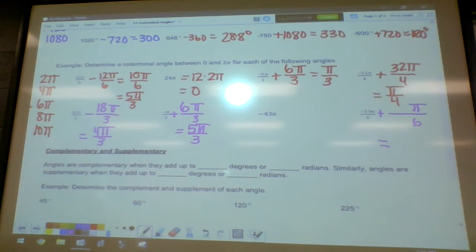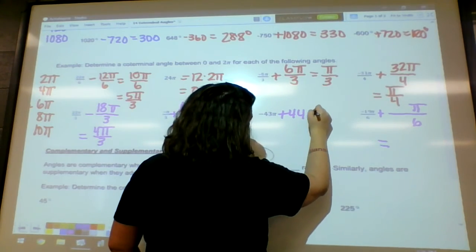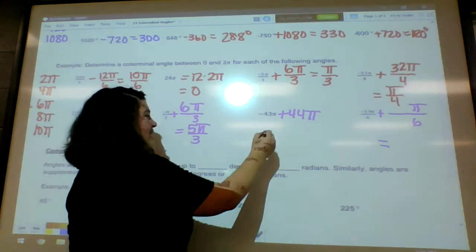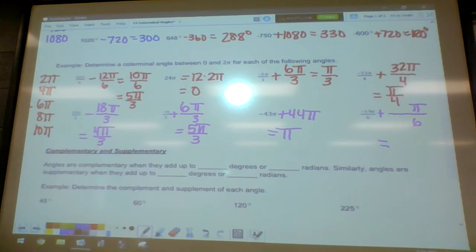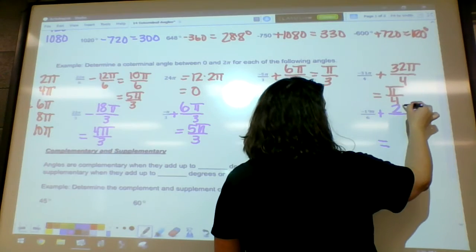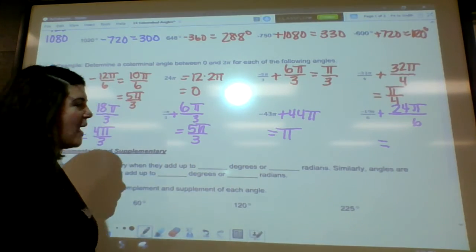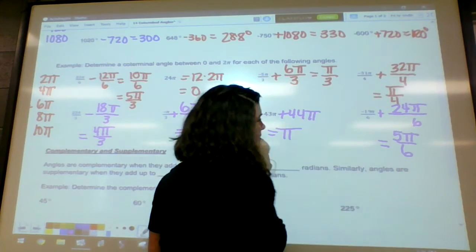All right, the negative 43 pi, what'd you end up doing here? Plus 44 pi. 44 is even, right? So it went around technically 22 times. You went back around 22 times and ended up with just a pi, right? Just a pi there. And then the last one, negative 19 pi over 6. How many pi's did you add? 24. So 24 over 6 was 4 pi. So technically you added 2 full rotations back and ended up with 5 pi over 6.